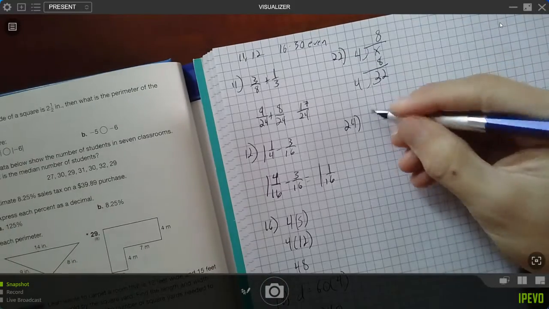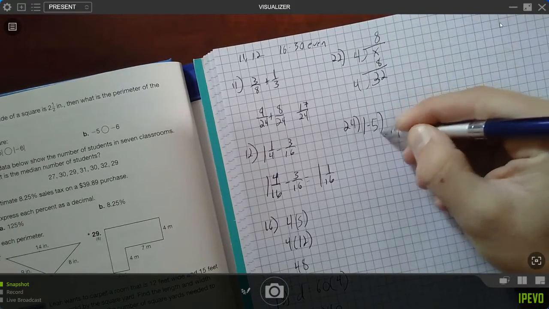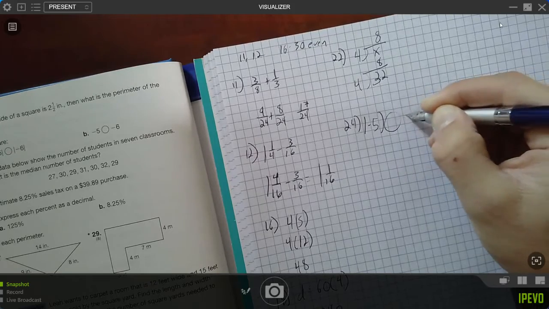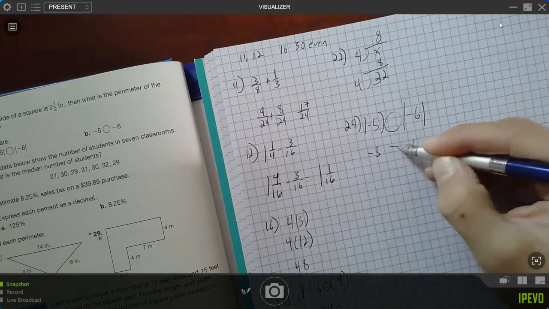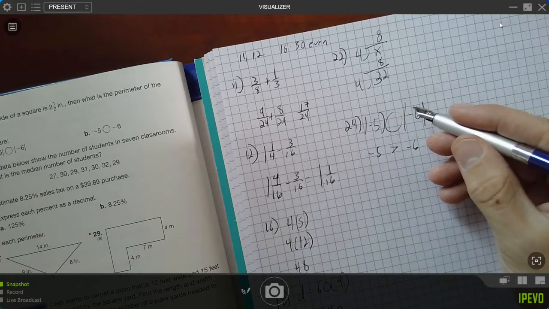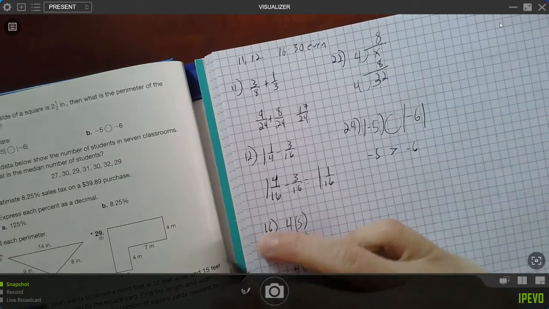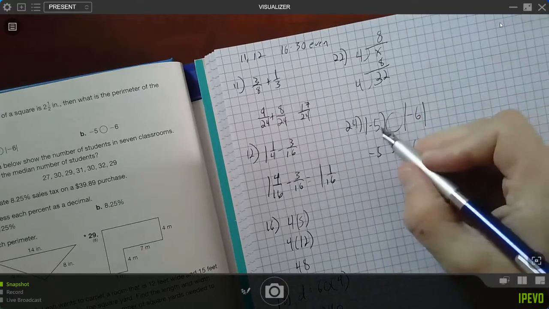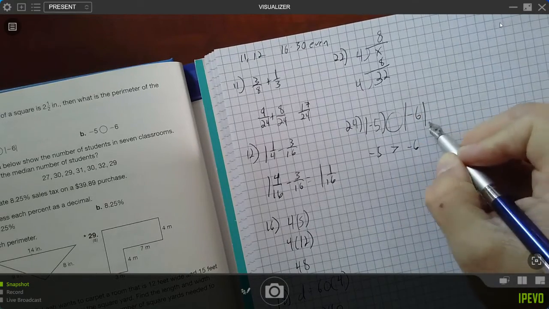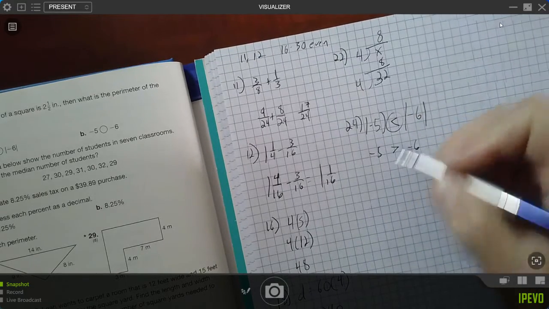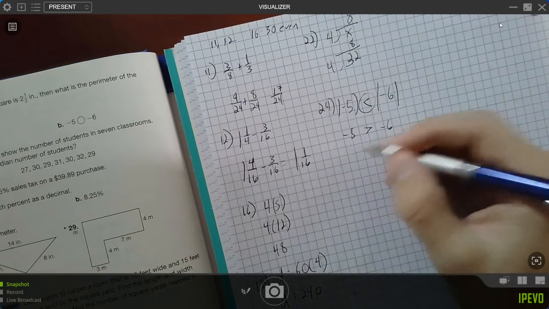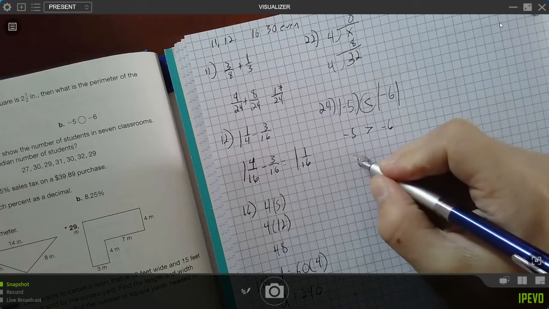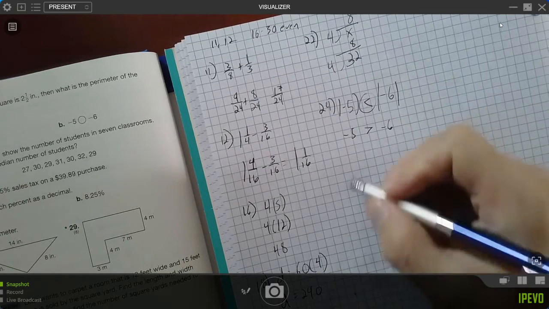Compare the absolute value of -5 to the absolute value of -6. Now, if it was just -5 and -6, -5 is greater. But it's absolute value, so we're just looking at how many spaces from 0 it is. -5 is only 5 spaces away from 0, -6 is 6, so -6 is greater. Okay, the absolute value of -5 is less than the absolute value of -6. For B, oh, we already have it.